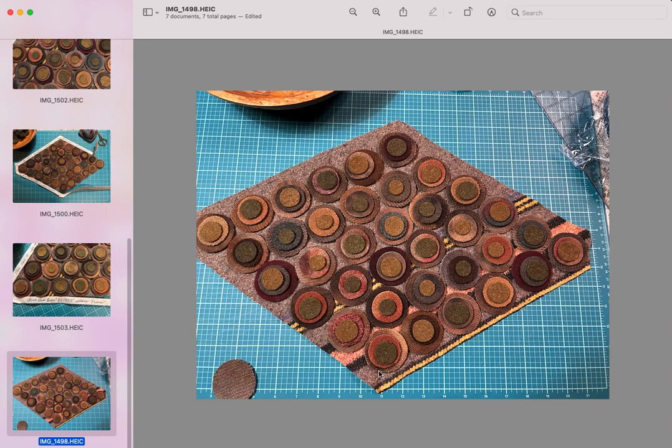Now, this is what I was saying with the, see if I can get that up a bit.